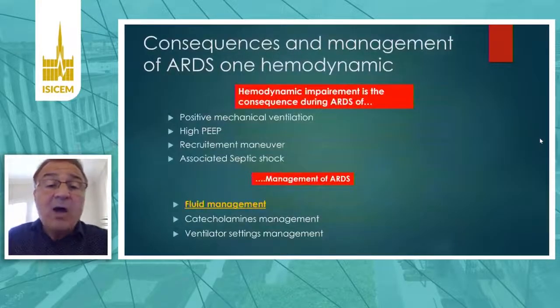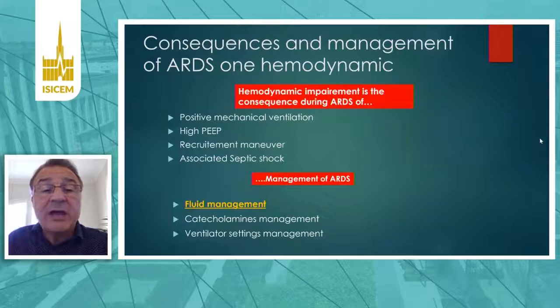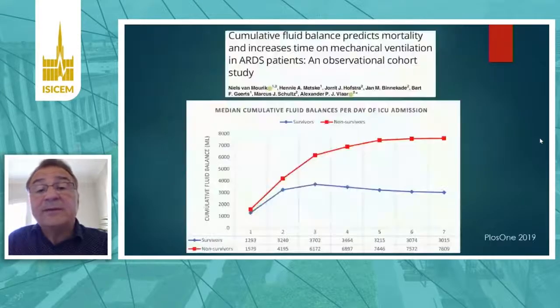And then, how to manage hemodynamics in ARDS patients. First, regarding fluid management, we know that we have to avoid hypovolemia, because with hypovolemia, by increasing the PEEP and doing the recruitment maneuver, you may decrease the venous return and then induce a hemodynamic impairment. But in contrast, we know that when we have a very high cumulative fluid balance, we increase the mortality of patients with ARDS.